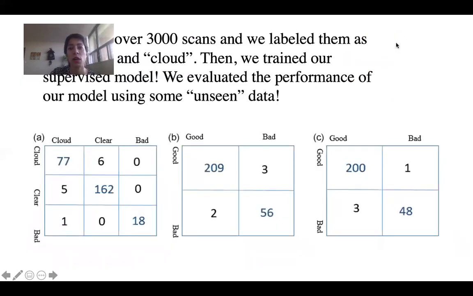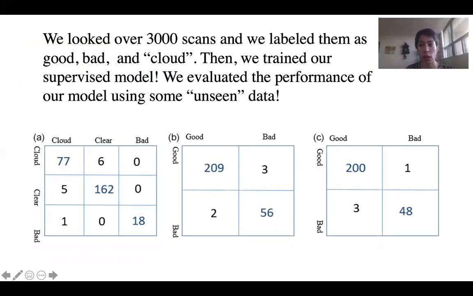What we did was we labeled 3,000 scans, and then we used a supervised learning algorithm and trained our model. Later on, we used our model to make predictions for unseen data, and the result was actually really nice.